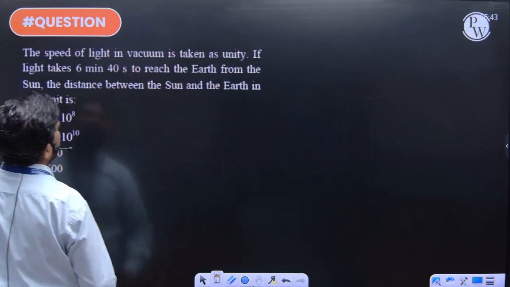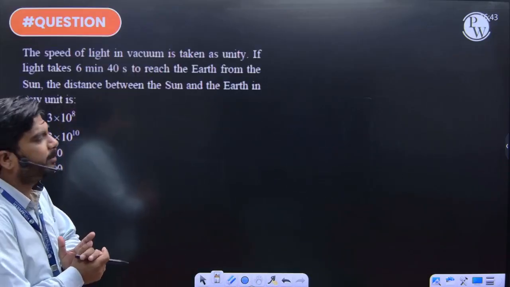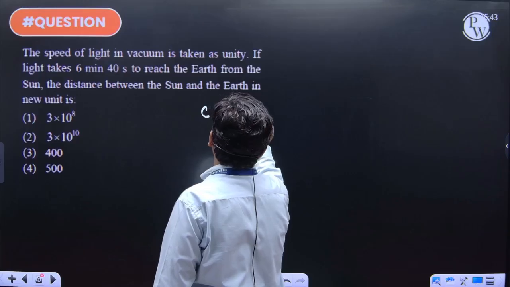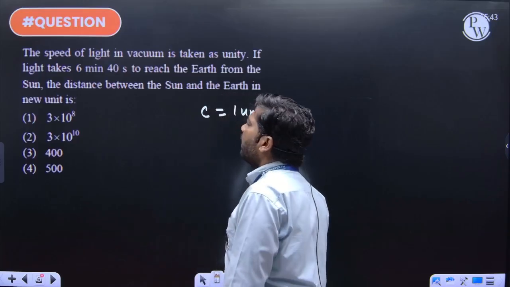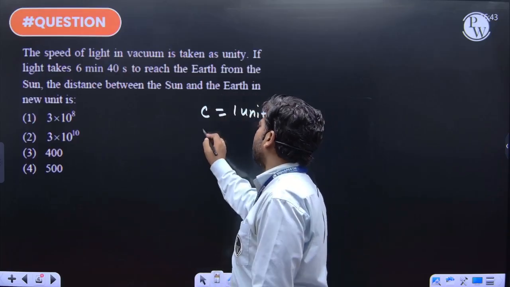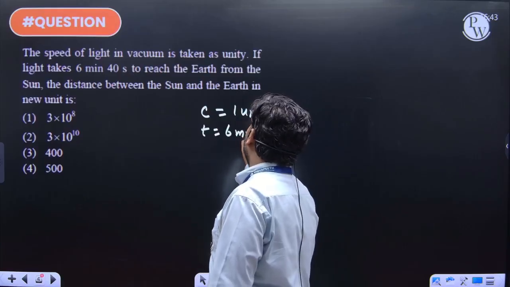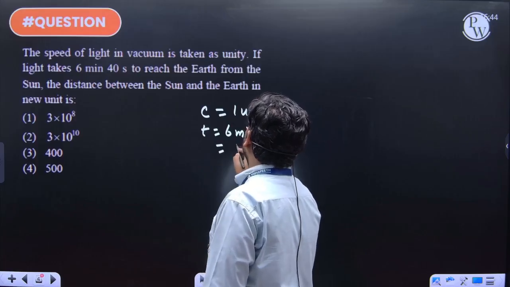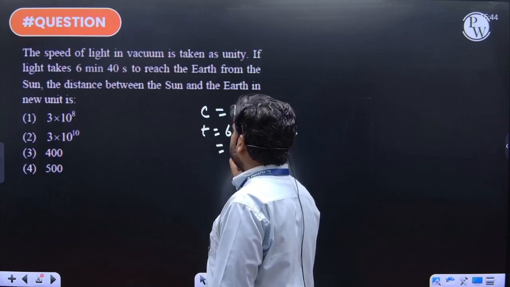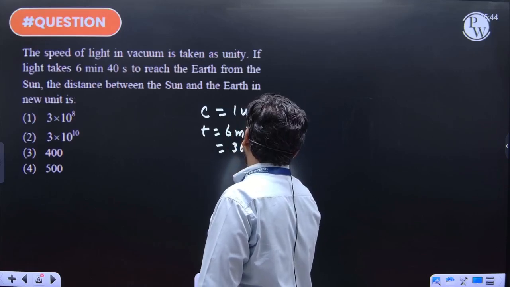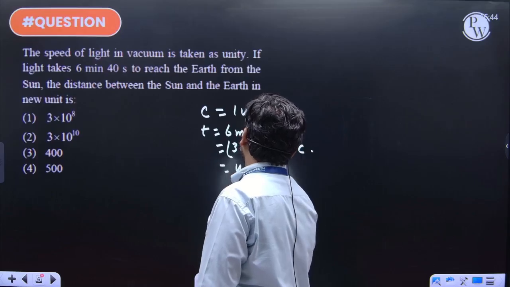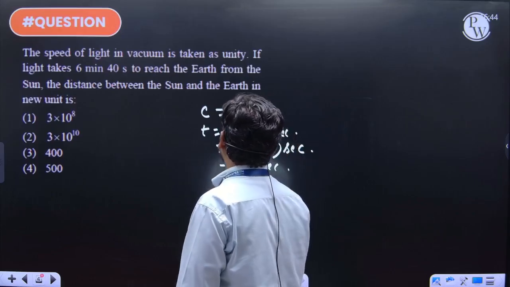The speed of light in vacuum is taken as unity. You are considering speed of light as unity. So C is equal to 1 unit. For an example, light takes 6 minutes 40 seconds. How much time it is taking? 6 minutes 40 seconds, right? So what is it? 6 minutes is 360 plus 40 seconds. How much it is? 400 seconds, correct?